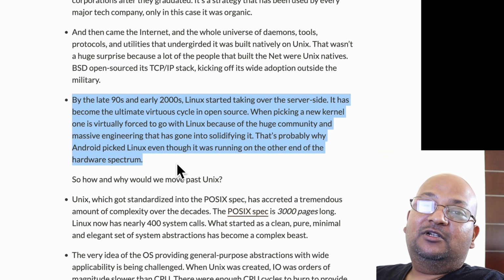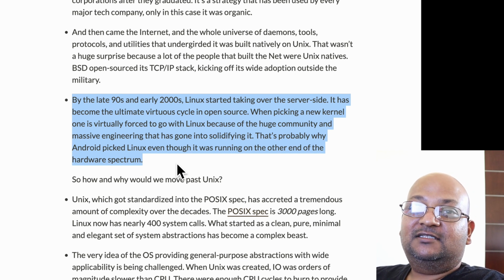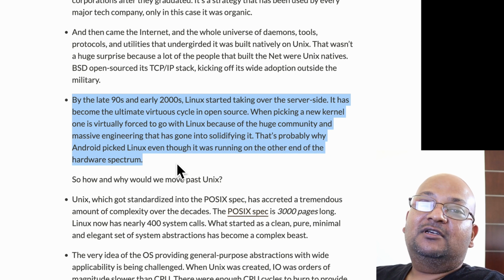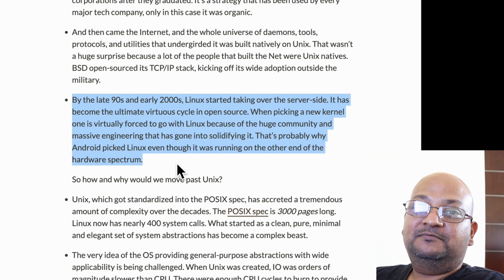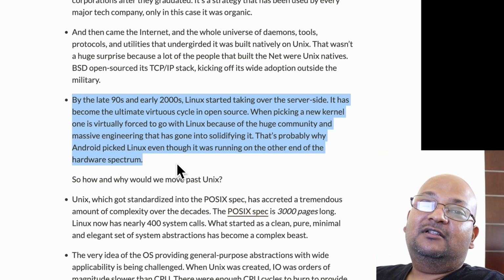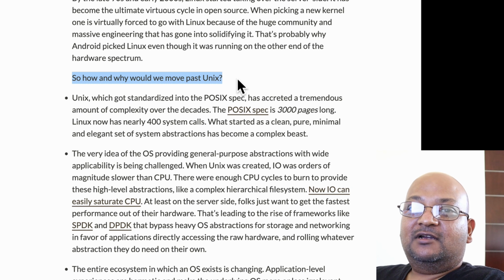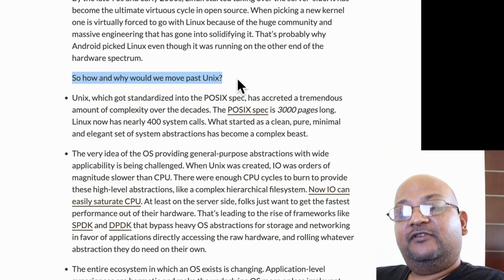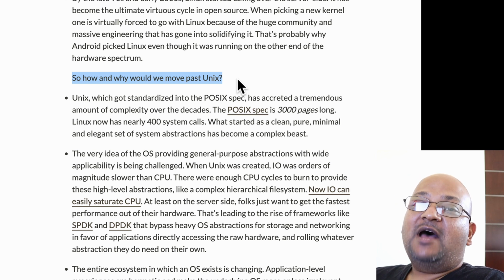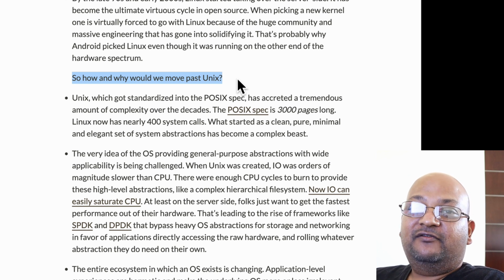It's just not feasible to build something outside of Linux and then miss out on all the community contributions that go into the mainline Linux kernel. And that's why you see the Linux kernel underlying Android, even though it's on the extreme other side of the hardware spectrum. So that was a look at some of the historical reasons why Unix came to dominate the operating system landscape. Now, looking to the future, how and why would we want to move past Unix, or want to do something differently?